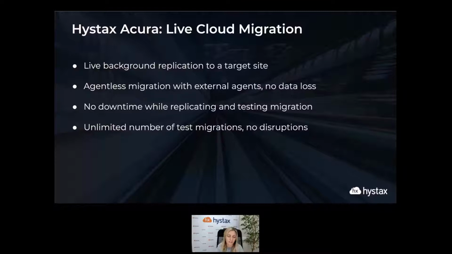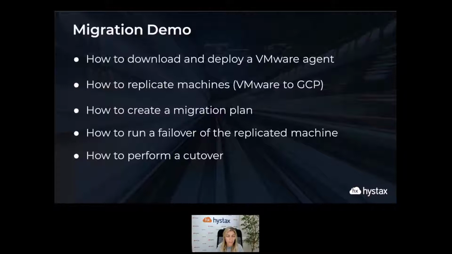I gave you some explanation about the solution, and let's move forward to the actual demo part. Today I'm going to show how to download and deploy the VMware agent, how to replicate a machine from VMware to GCP, how to create a migration plan, how to run a failover of the replicated machines, and how to perform a cutover, how to finish the migration of your service.